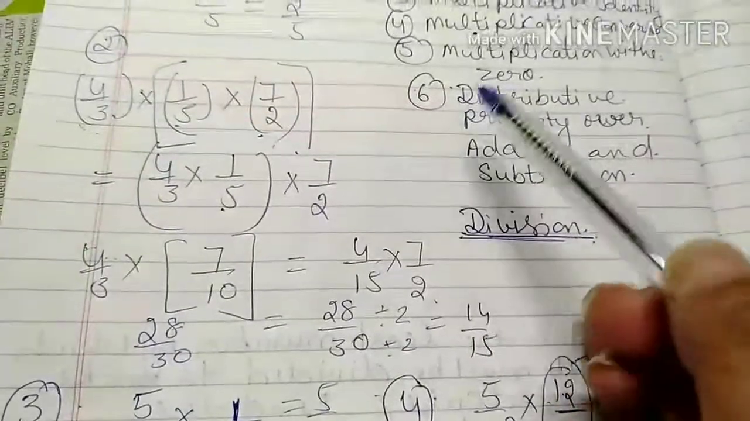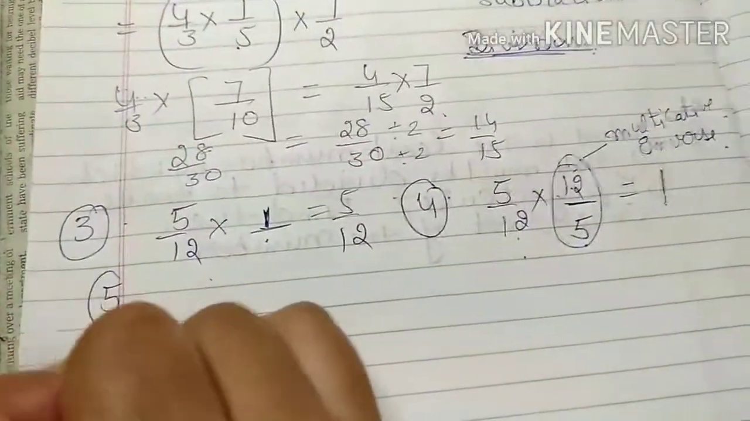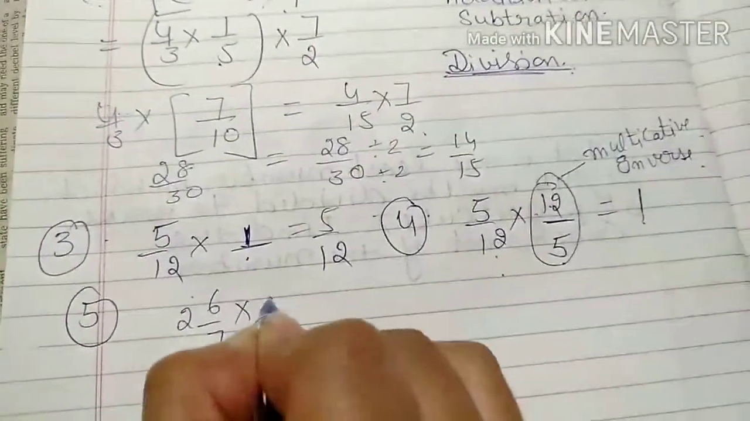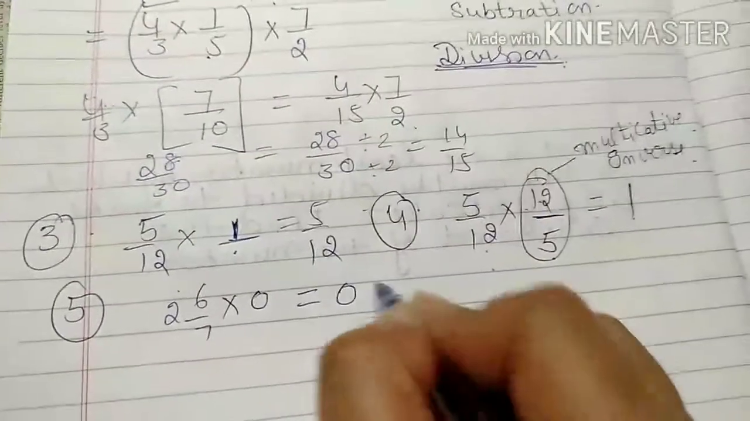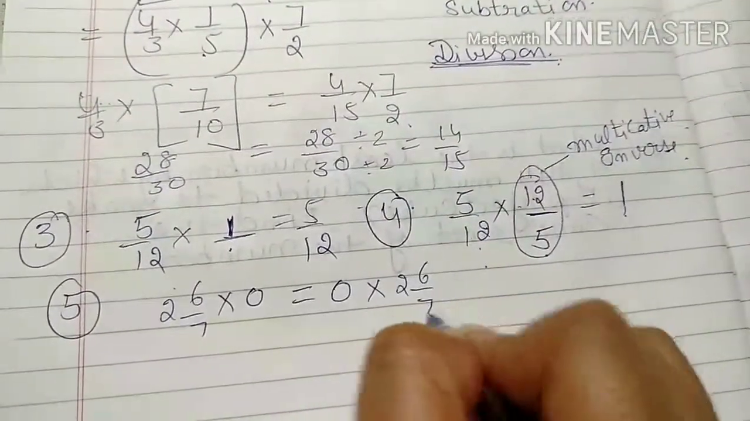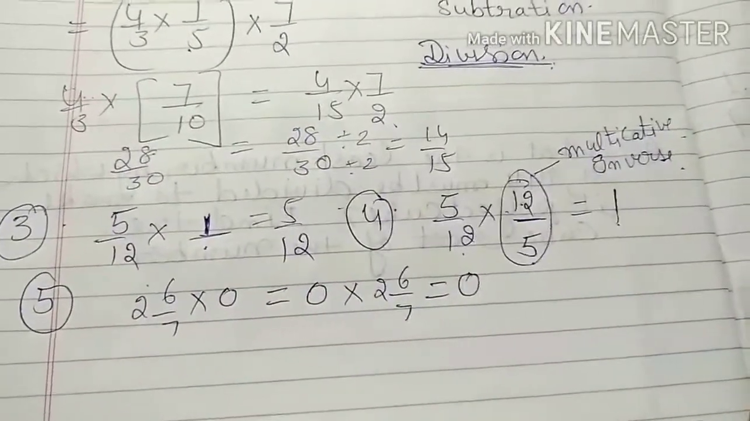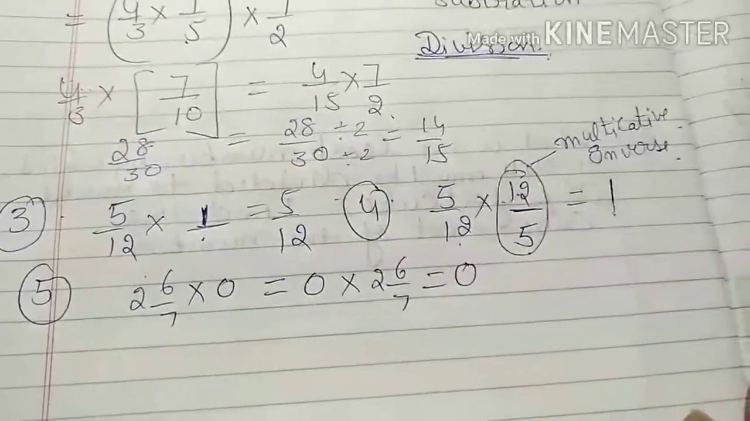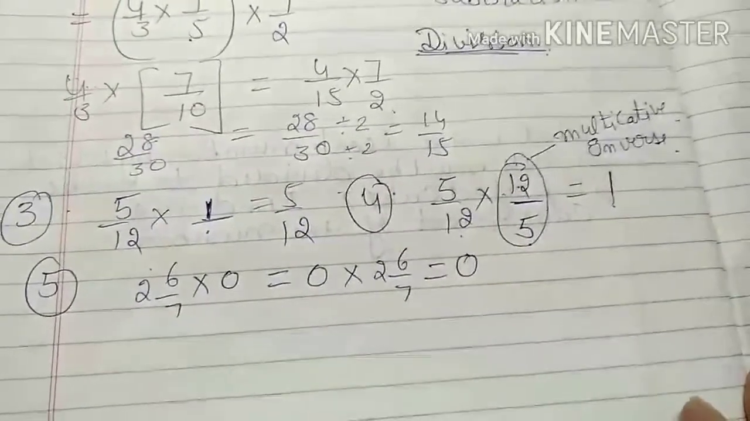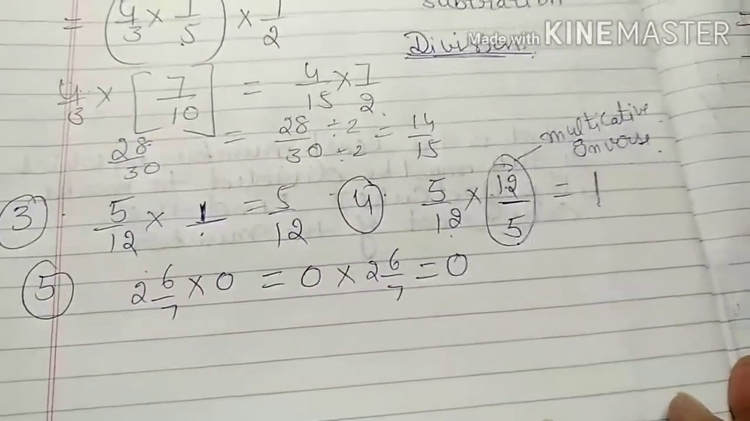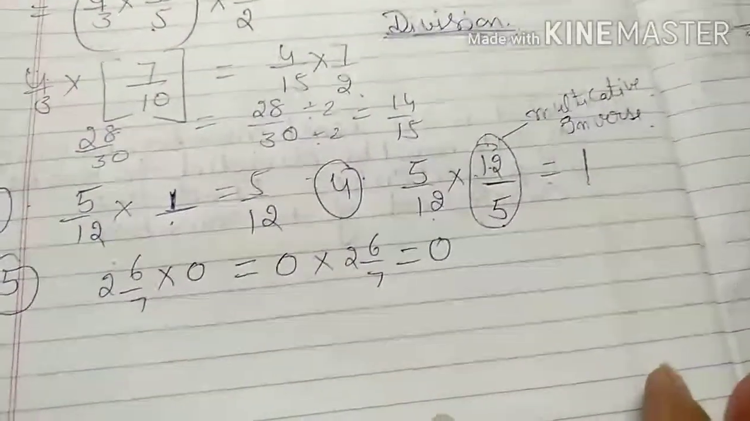Now the fifth property is multiplication with 0. If you multiply any fraction by 0, it doesn't matter which position you multiply in, your answer will always be 0. That is the multiplication property of 0, or multiplication with 0. When you multiply any number, doesn't matter how big the number is, with 0, you get the answer 0.